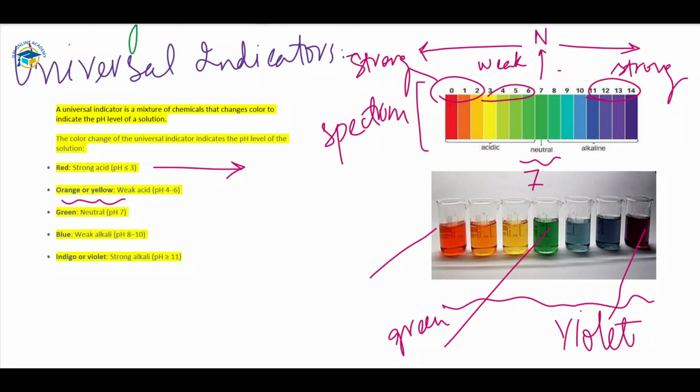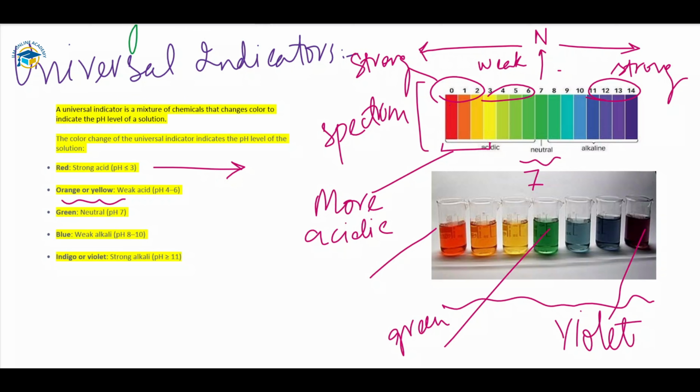It's important to remember that as we move down from pH 7, the solution is getting more acidic. Like 0, 1, 2 is getting more acidic, or you can say that a stronger acid has a pH of 0, 1 or 2. And moving up from pH 7, the solution is getting more alkaline. If we move towards the right, that means the solution is getting more alkaline.